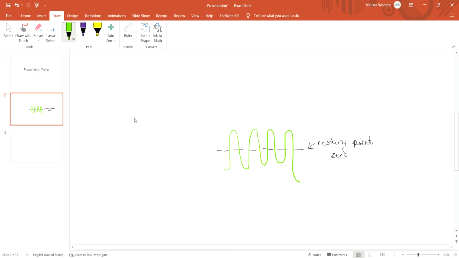this is called a periodic wave. So this whole thing is referred to as a periodic wave because it happens at regular intervals. Waves that occur at regular intervals.